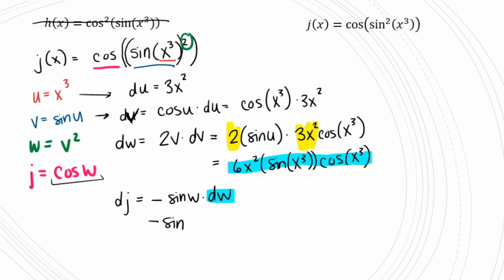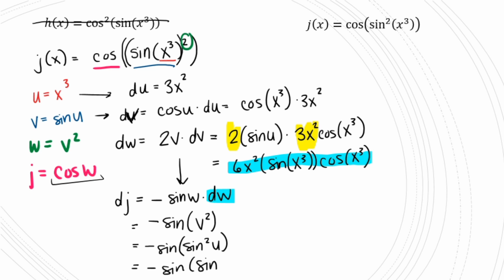Negative sine of v squared. And I'm just dealing only with the negative sine w to get it back up to where I need it to be, equals negative sine of sine squared u, or sine u with the brackets all the way around and sine, equals negative sine of sine squared x cubed. Good Lord. Okay, so that was just me dealing with this part.